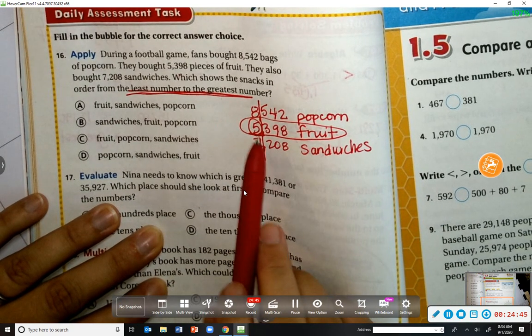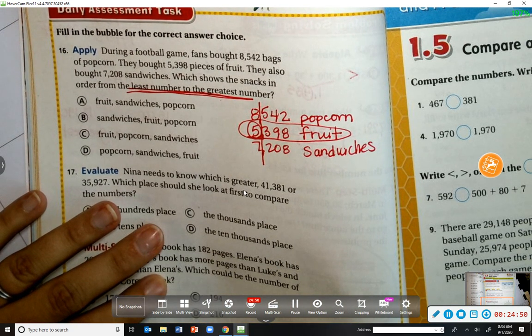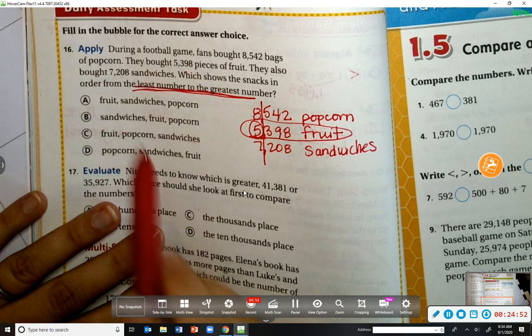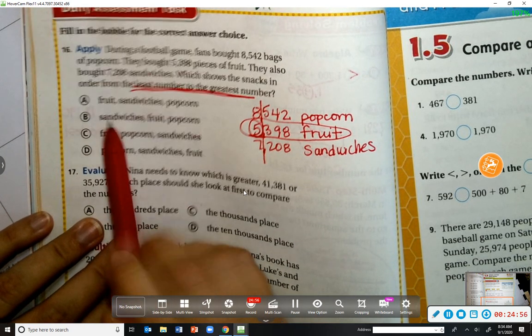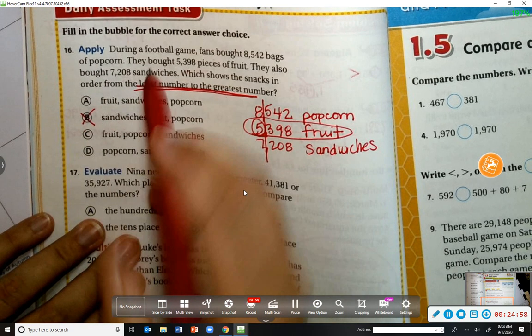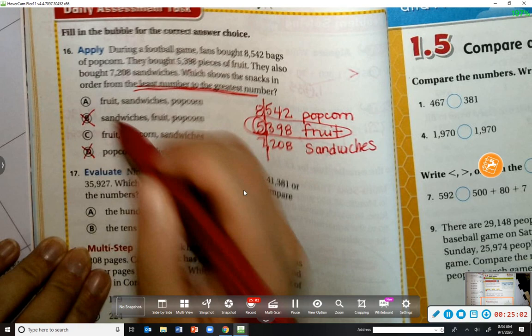Fruit. So now I'm going to go ahead and look at my answer choices and start eliminating the ones that don't have fruit in the front. I see that A has fruit in the front, B does not, so we can eliminate B. C has fruit in the front, D does not, so we can eliminate D.